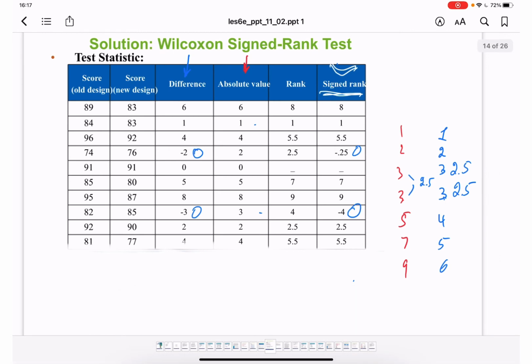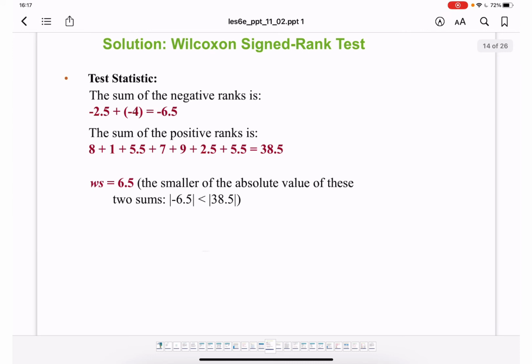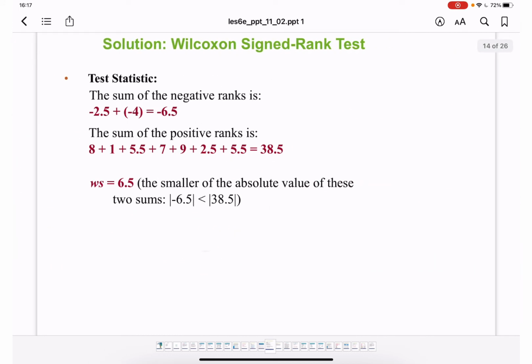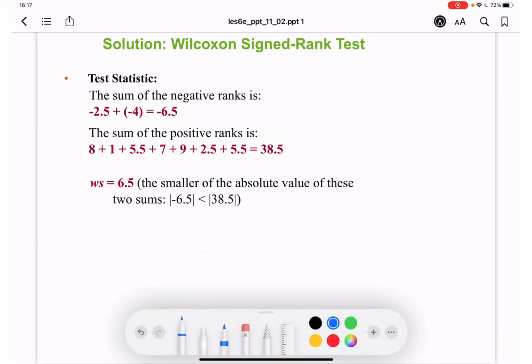Meaning I'm going to add the sum of negative ranks, right? We have -2.5 and -4. It will be -6.5. The rest we're going to add up, 8 plus 1, 5.5, and so on. We are going to get 38.5, the signed rank sum. And we are going to take the smaller one by absolute value, magnitude. We are taking magnitude. It's going to be positive 6.5.